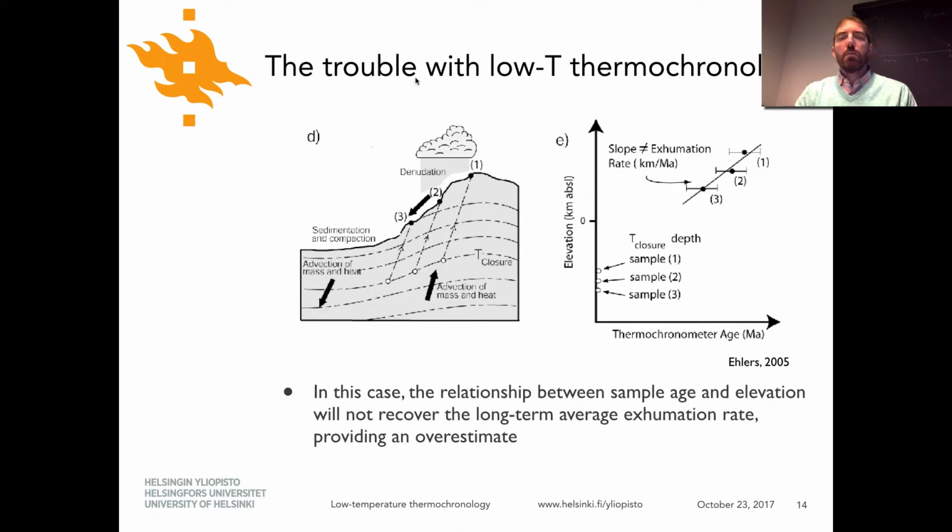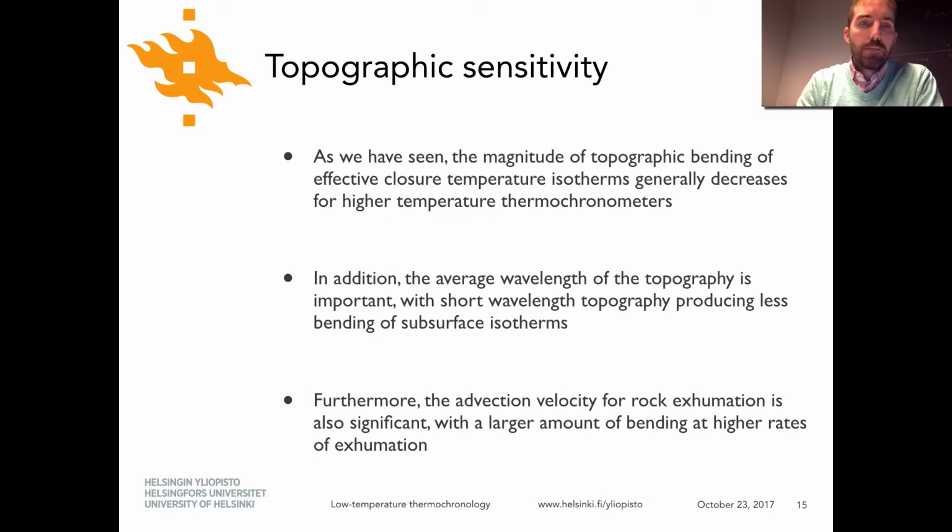So, I call this the trouble with low-temperature thermochronology. Well, it's not really the trouble with the method, it's more the trouble with trying to do this age elevation trick with low-temperature thermochronometer data. So, we know that we're fairly sensitive to topography with these low-temperature systems because the topography will cause the isotherms to be bent.